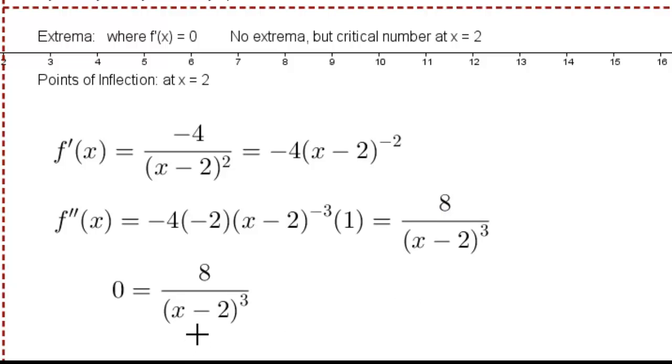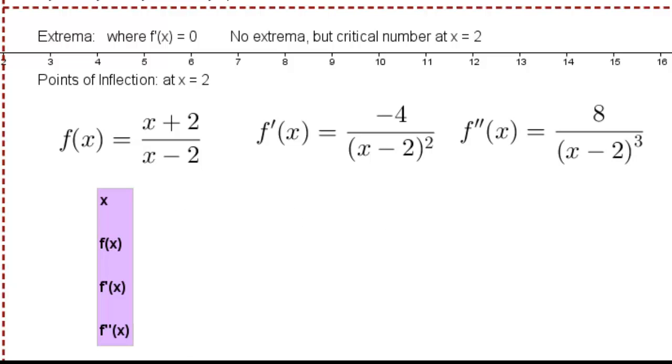Well, it's never going to be equal to 0. That numerator is always going to be 8. The denominator, even if it gets gigantic, this number never actually equals 0. The one place we need to be concerned about, which is going to be a point of inflection, is at x equals 2, because the second derivative will fail to exist at x equals 2. So interesting thing about this function, you don't have extrema, but you do have a critical number at x equals 2, and that critical number is a point of inflection where the function is going to change from concave up or down to the opposite concavity.